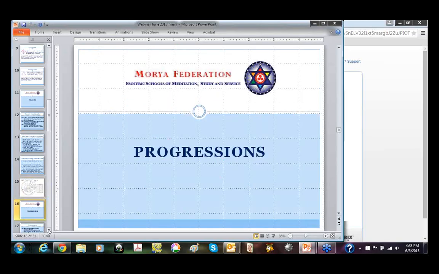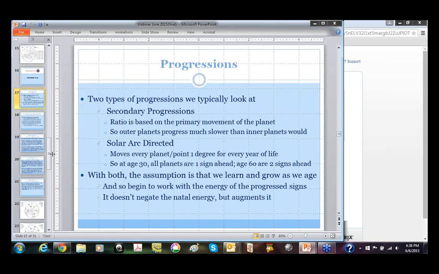I'm now going to turn this over to Eva, and she's going to talk to you about progressions. Hello, everybody, and welcome. And BL, could you make me presenter, if you don't mind? Sure. While I talk, we're going to look at progressions, and there are basically two types of progressions. Our natal chart is always our footprint.